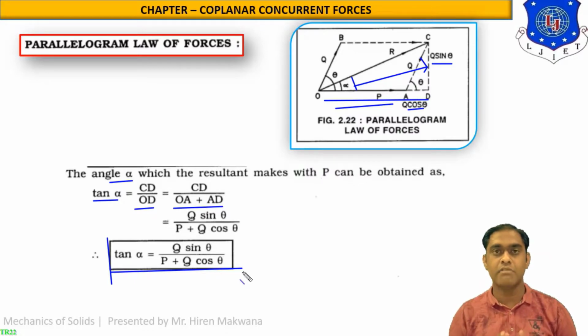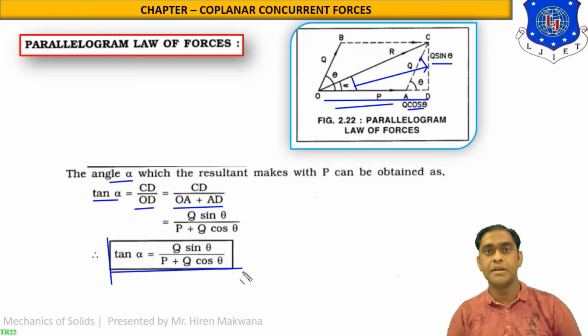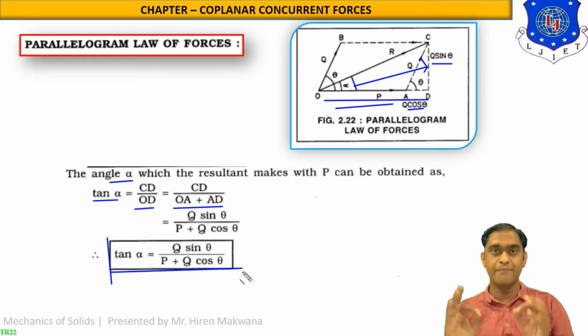So from now, we will just remember two formulas. First one is R square is equal to P square plus Q square plus 2PQ cos theta, which will give us the magnitude of the resultant. While the other formula is tan alpha is equal to Q sine theta upon P plus Q cos theta. Remember the notations carefully. Theta is the angle between force P and Q. Alpha is the angle between force R and P. P is always horizontal, Q is always inclined, and R will be on the diagonal itself. So this is the main important theory, the law of parallelogram of forces.